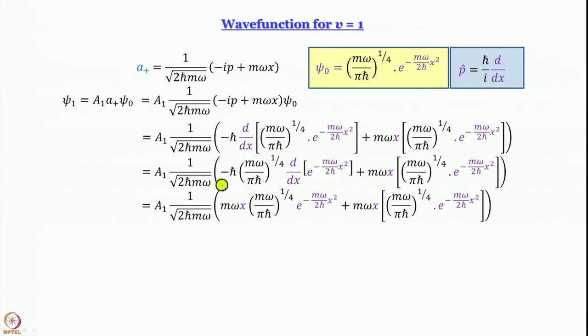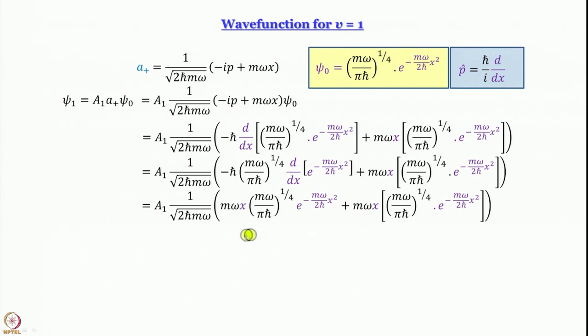So, minus and minus becomes plus, h cross in the numerator and h cross in the denominator cancel each other, 2 x, that 2 and the 2 in the denominator cancel each other, and finally we are left with m omega x. M omega by 2 pi h cross to the power 1 by 4 is from the previous line. M omega x comes from differentiation of e to the power minus m omega by 2 h cross x square, and you get back the same term anyway.